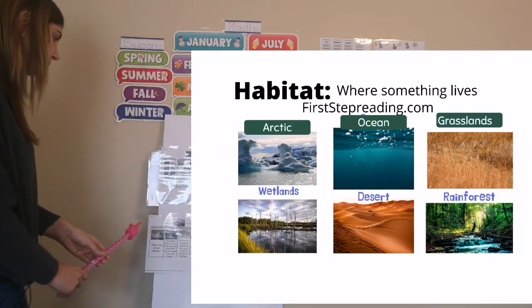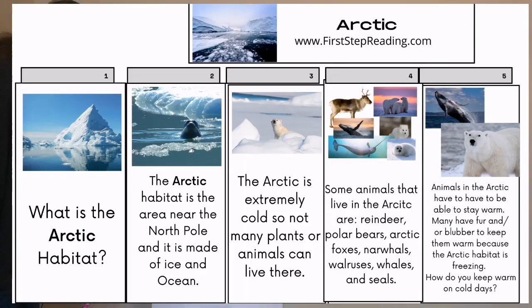Let's start with, today we're learning about the Arctic. What is the Arctic habitat? The Arctic habitat is the area near the North Pole, and it's made of ice and ocean. The land is ice, and it's surrounded by ocean. The Arctic is extremely cold, so not very many plants or animals can live there, right? It is so cold, the ground is ice in the North Pole, right?